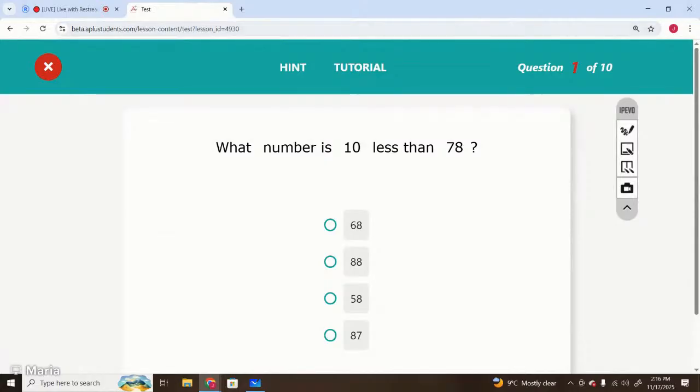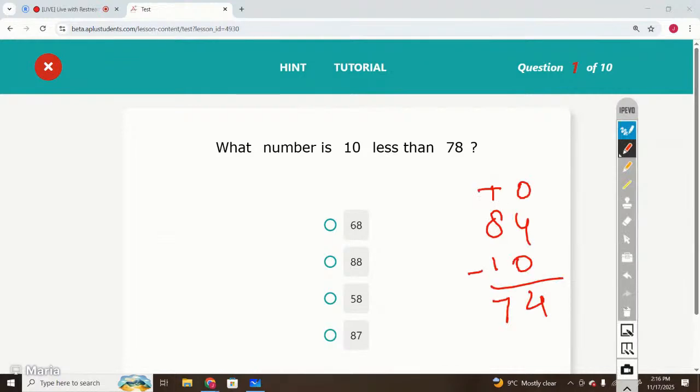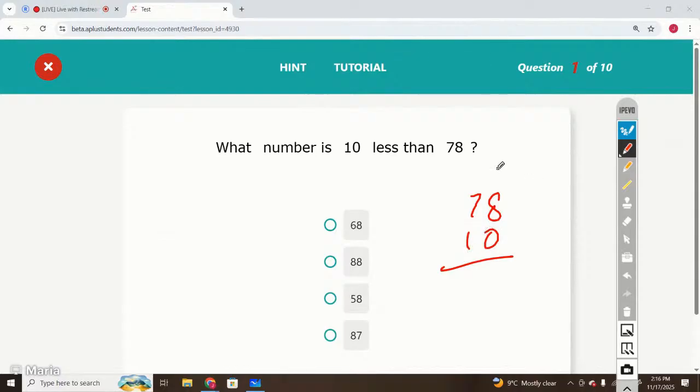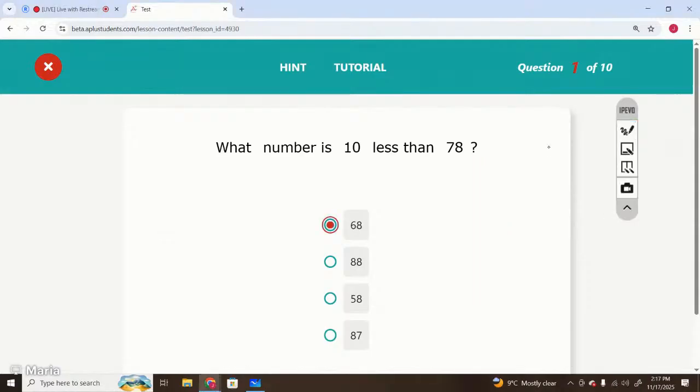Which number is 10 less than 78? So 10 less than 78 means you need to subtract 10, or you can just subtract 1 from the tens digit. The rightmost digit is the digit at the ones position. So 8 is at the ones position and 7 is at the tens position. So 8 take away 0 is 8 and 7 take away 1 is 6. That is 68. So the correct option is 68. Option number 1 is the correct option.